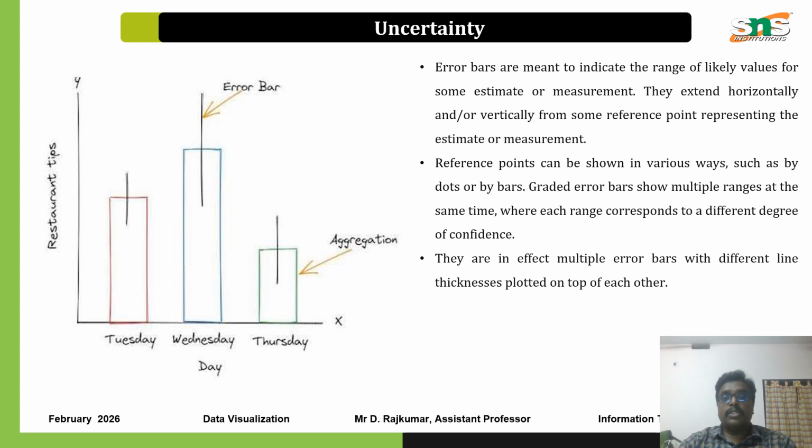Next is uncertainty. Uncertainty means we use different values where the result is unknown. An error bar is meant to indicate the range of likely values for some estimate or measurement. Error bars extend horizontally or vertically from a reference point representing the estimate or measurement. The reference point can be shown in various ways, such as by dots or by bars. Graded error bars can also show multiple ranges at the same time, where each range corresponds to a different degree of confidence. They are in effect multiple error bars with different line thickness plotted on top of each other.